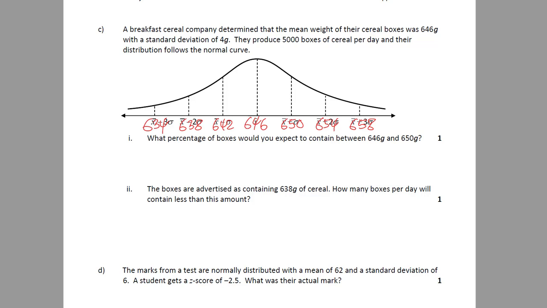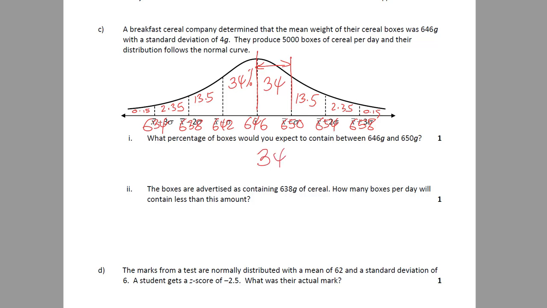Now, there's also percentages associated with this normal curve. Like there's a 34% here and a 13.5% here. I'll stop writing percent. I'm going to run out of room. If you're wondering where these numbers come from, lectures are awesome. 34, 13.5, 2.35, 0.15. So what percentage of boxes would you expect to contain between 646 and 650? 646 is here and 650 is here.